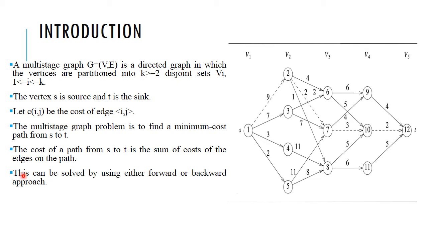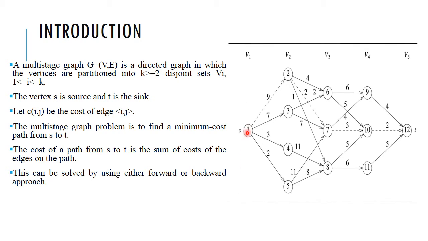A multi-stage graph is a directed graph in which the vertices are partitioned into k greater than or equal to 2 disjoint sets Vi, where i ranges from 1 to k. That means k is the number of stages present in the multi-stage graph. If you consider this multi-stage graph, there are 5 stages, and in each stage we have certain vertices.